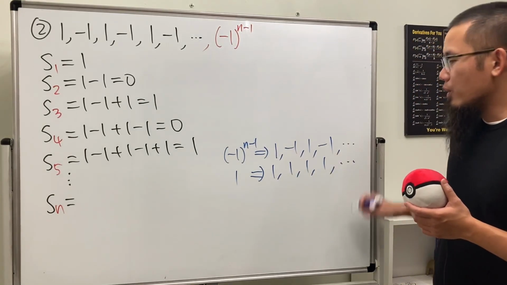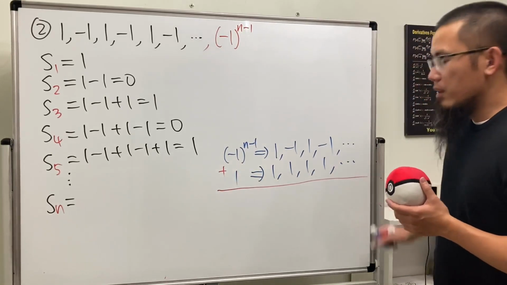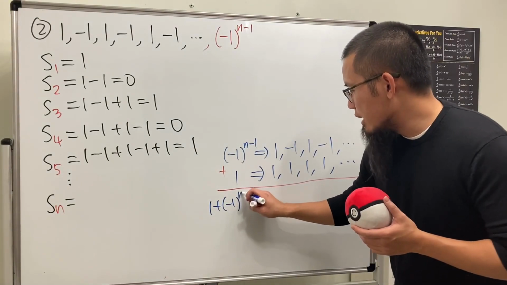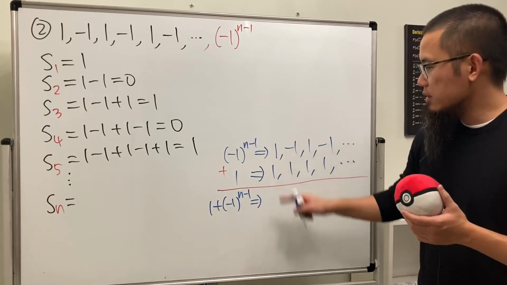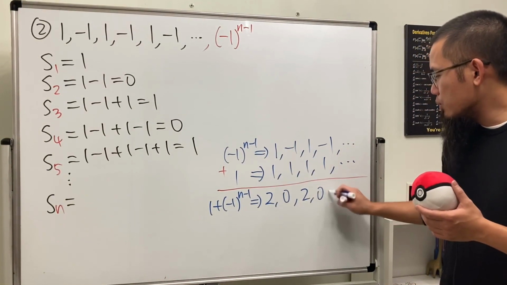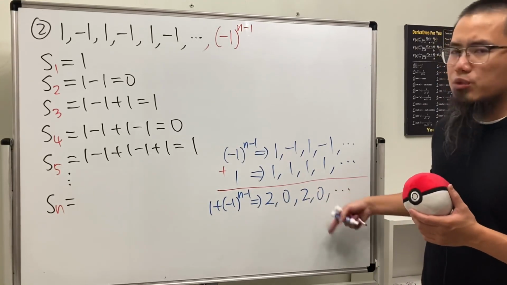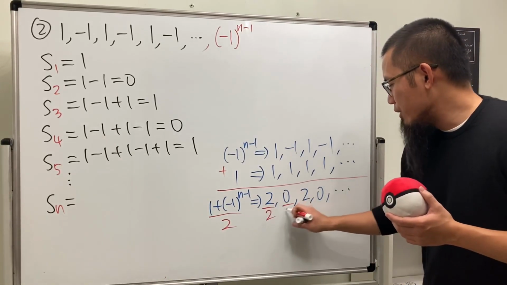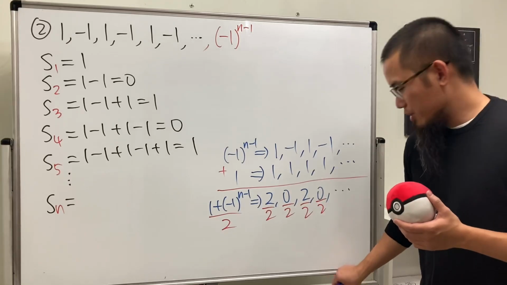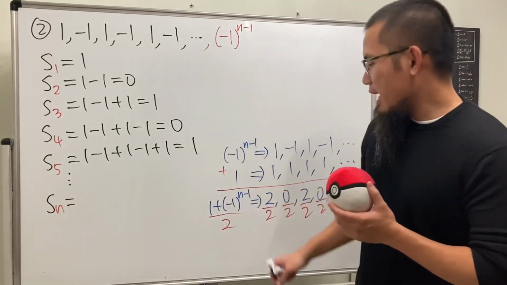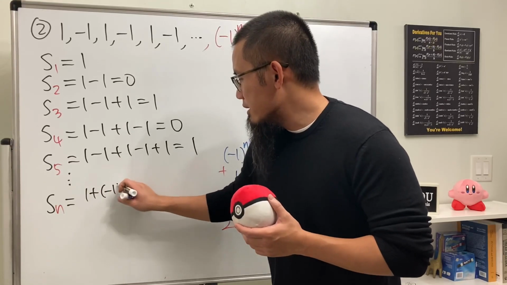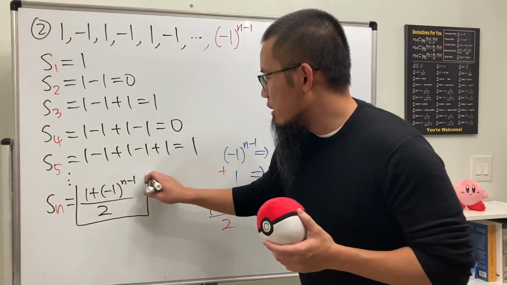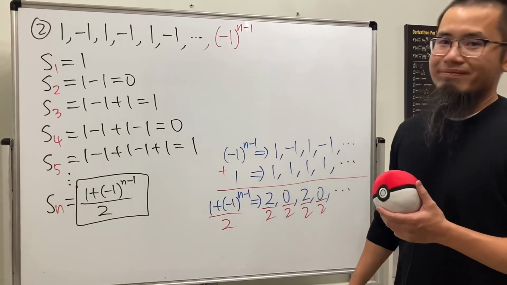This is very nice. Why? Because let's add them up. This way you can see this plus that. Let me put down the 1 first. 1 plus negative 1 raised to the n minus 1 power. This will just give us 2, 0, 2, 0, and so on. But we don't want 2, 0, 2, 0. We want 1, 0, 1, 0, and so on, right? It's okay. Just divide this by 2. Divide everybody by 2, right? So we can take Sn to be that. So we have 1 plus negative 1 raised to the n minus 1 power, and we divide it by 2. So this is a formula for the nth partial sum.